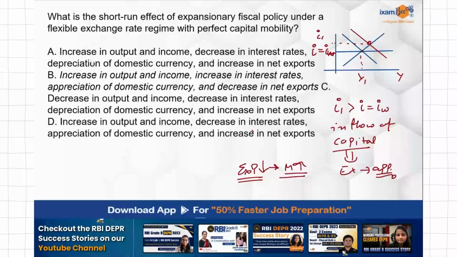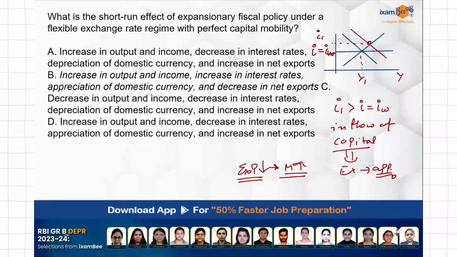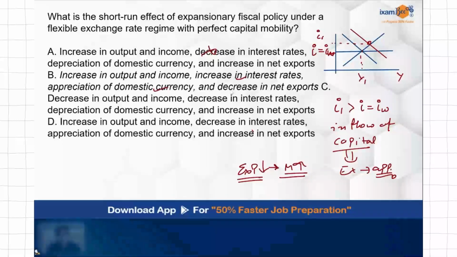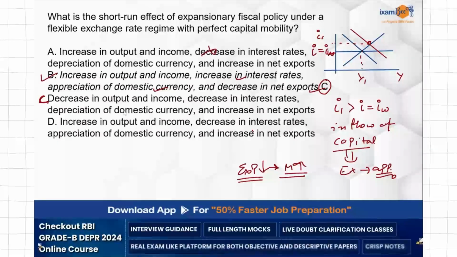Increase in output and income, decrease in interest rate. So this is wrong, interest rate is increasing. Increase in output and income, correct. Increase in interest rate, correct. Appreciation of domestic currency, that is also correct. And decrease in net exports, that is also correct, right? Sorry, this C should be written over here. This is a typo. So option B is correct.